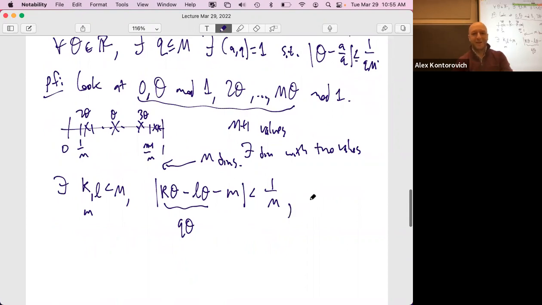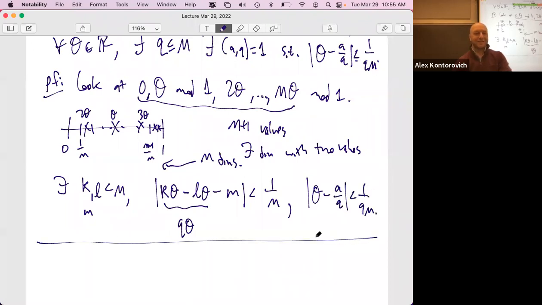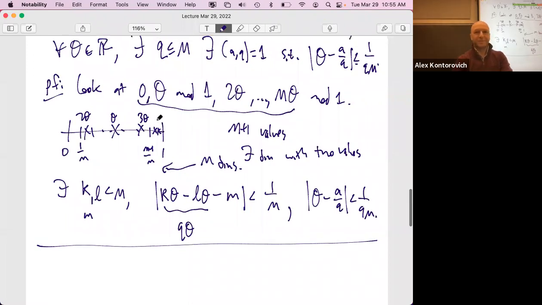It's clear what you do now, right? Yeah, you divide by q. You divide by q, reduce q and m, and you reduce q and m. Okay, 1 over q. So it's just pigeonhole. Okay.